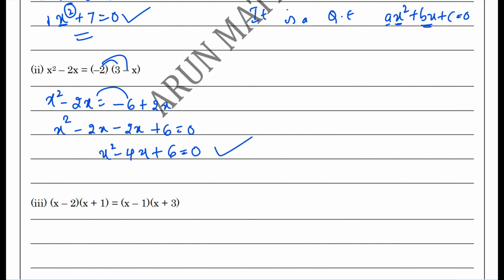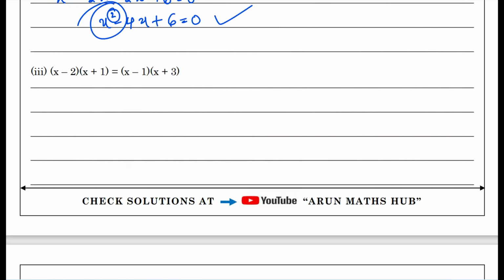Is it a quadratic equation? Yes, it is a quadratic equation because the highest power of the variable x is 2. It is a quadratic equation in variable x with degree equals 2, and it is also in the standard form ax square plus bx plus c equals 0.